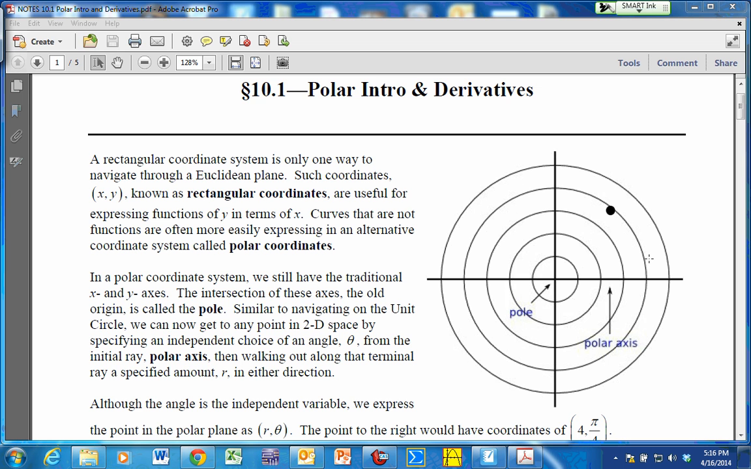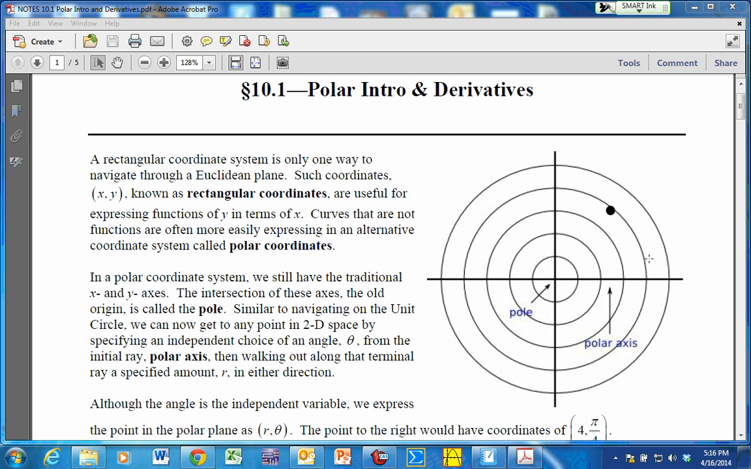This is about polar coordinates and derivatives, and this is a little introduction to graphing things in polar coordinates. In a rectangular coordinate system, you basically have your x and y axis, and x is moving horizontally and y is vertically. Well, a lot of expressions, usually things that are not functions, are actually easier to represent using polar coordinates.